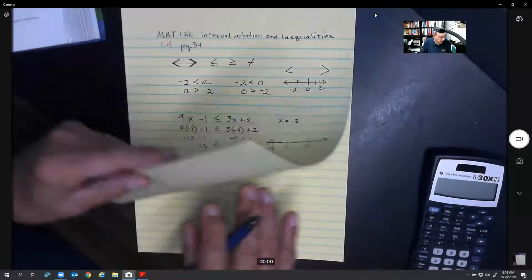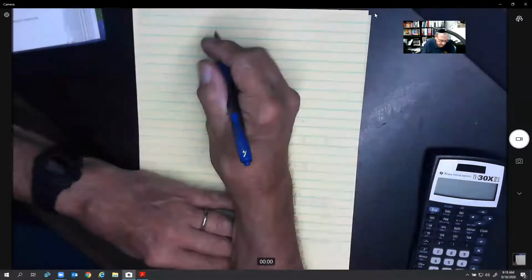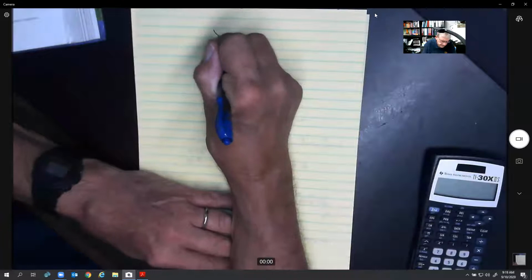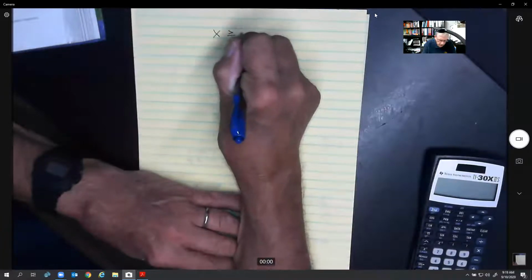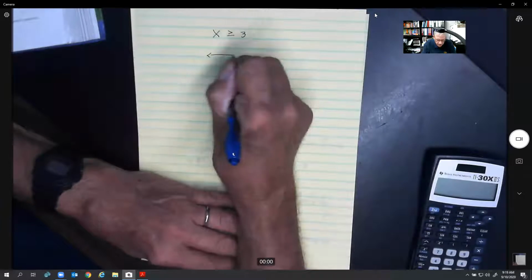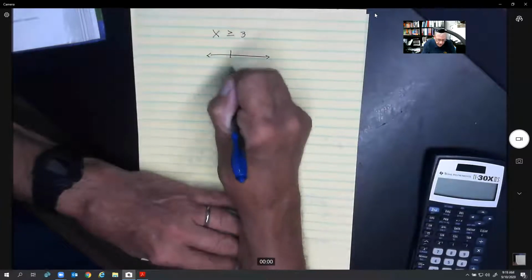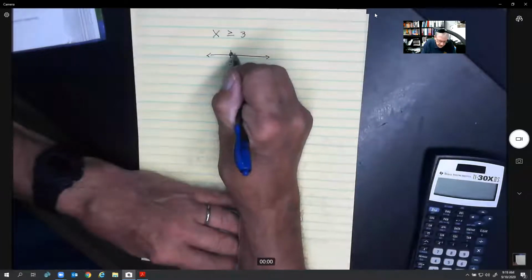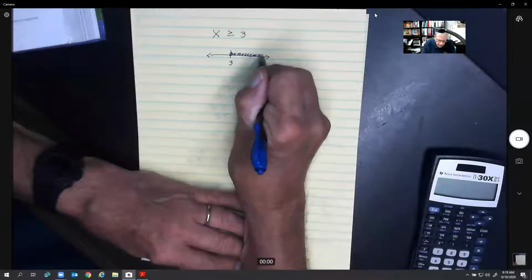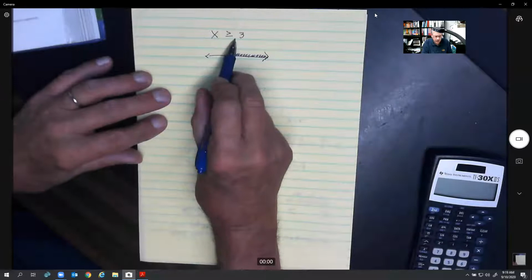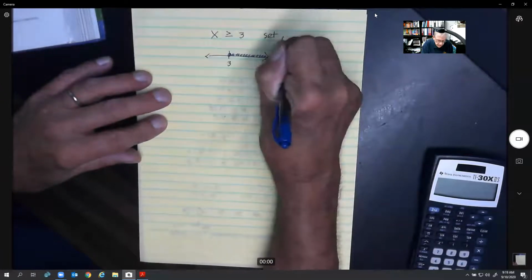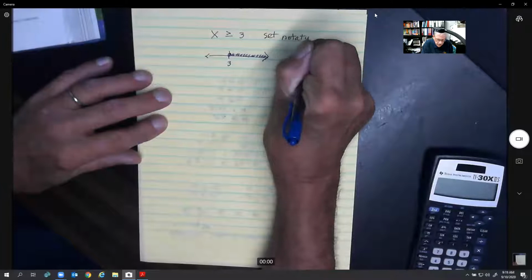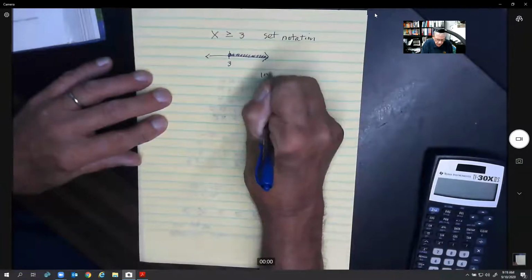Another thing we're going to talk about, let's take a look at a couple other problems here. Let's say we had x is greater than or equal to 3. On a number line, if I was to graph this at 3, I would put a solid dot, and it's any numbers that are greater than it. But another way we can describe this, and this is what we call set notation. We can also describe it by something called interval notation.